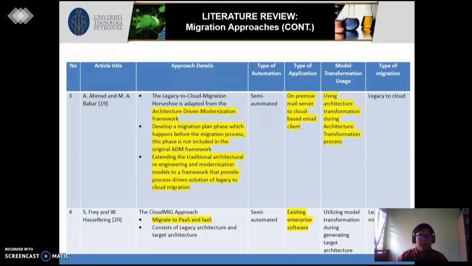So moving on to Ray and Hasselbring. In this approach, they call it the CloudMIG approach. They are migrating to PaaS and IaaS. It consists of legacy architecture and target architecture, and this process is semi-automated. The type of application they are using is existing enterprise software. They are using model transformation, and they also perform legacy to cloud migration.